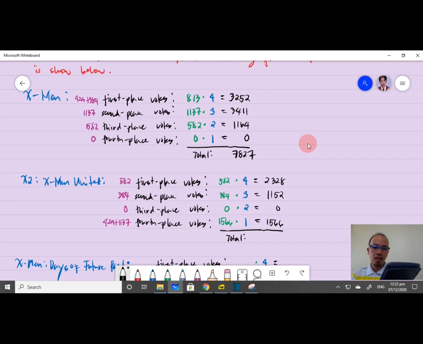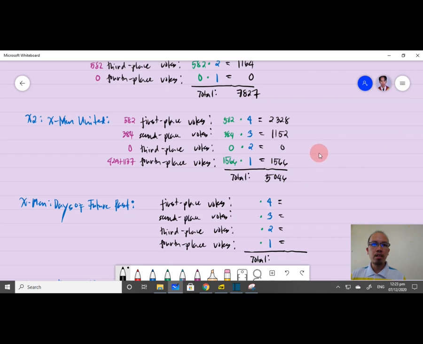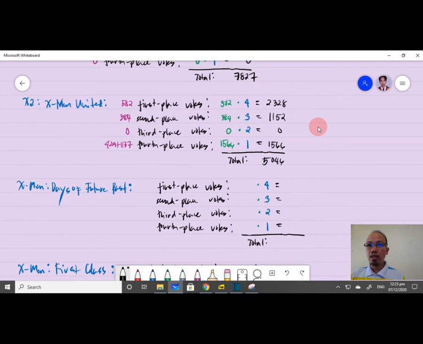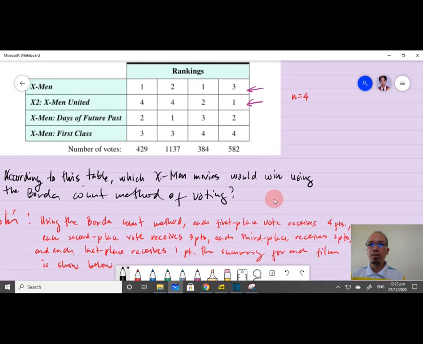1152 plus 0 plus 1566. The answer is 5046. Okay, so that's for X-Men X2, X-Men United. Okay, so I'm going to fast forward this part so that it will not waste time. So let me compute somewhere here.